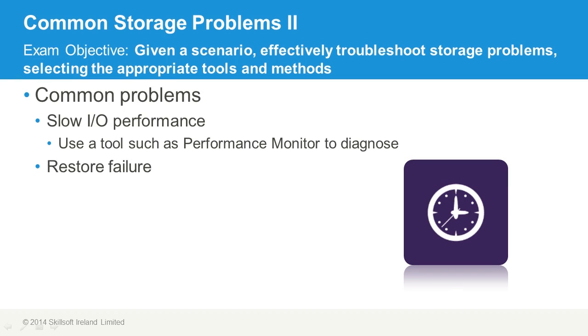Slow I/O performance. With that, you definitely want to use a tool such as Performance Monitor to diagnose. The Windows Performance Monitor has a number of counters that you can use to measure what the actual read-write performance of the hard disk is. Now, what you generally have to bear in mind is what kind of other operations might be going on at the same time, or at least when you're trying to run down that performance issue. In other words, is it something that continually happens all day long, or is it something that only happens at a particular point in time?